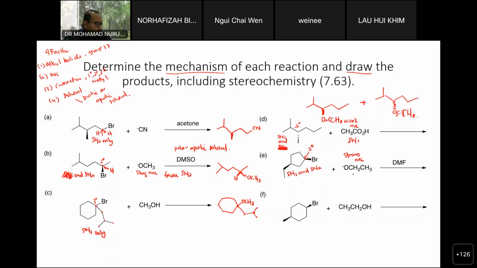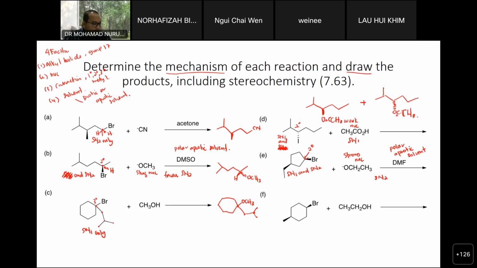And after that, a strong nucleophile, and also the solvent. The solvent is a polar protic solvent. So this one favors SN2. Both the solvent and the nucleophile favor SN2 reactions.